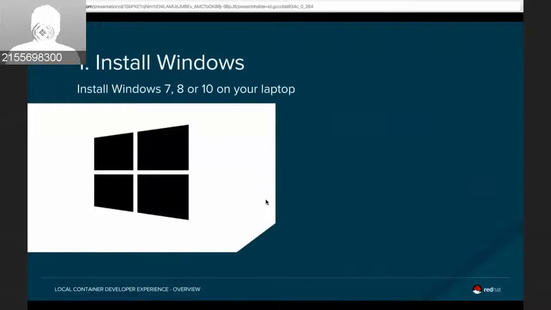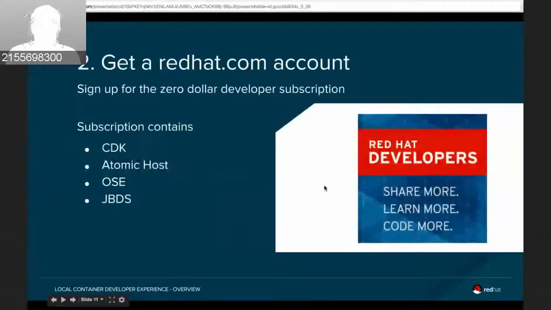So we assume that you were starting with pretty much a bare metal machine. Your first step is to install Windows, and our target really is Windows 7, 8, or 10 running on your laptop. If we can go to slide 11, please. The next step you need is to get a redhat.com account, and you need to be able to sign up for the $0 developer subscription.